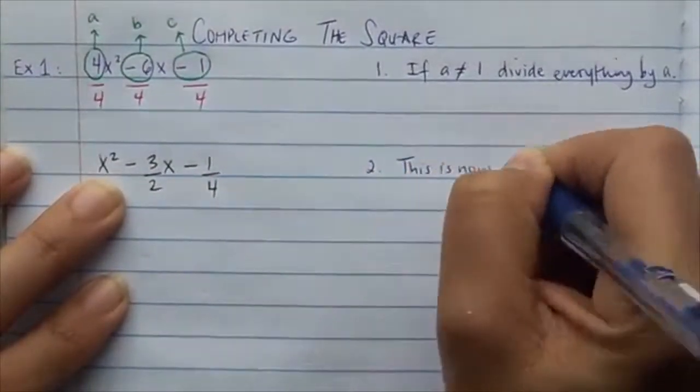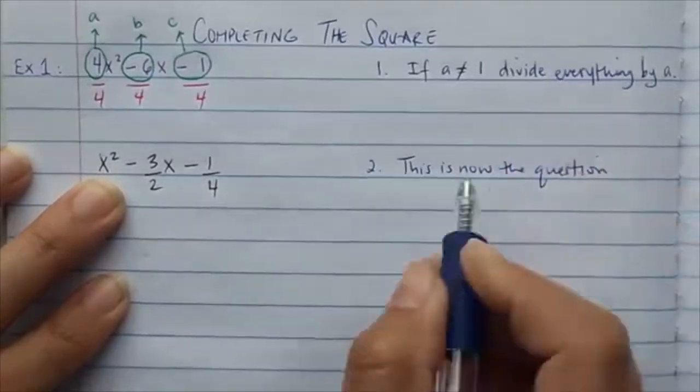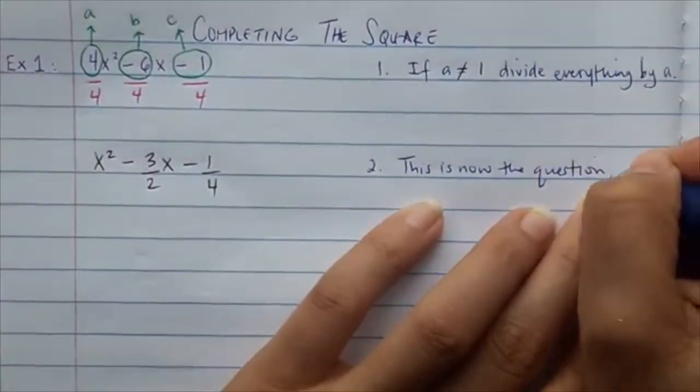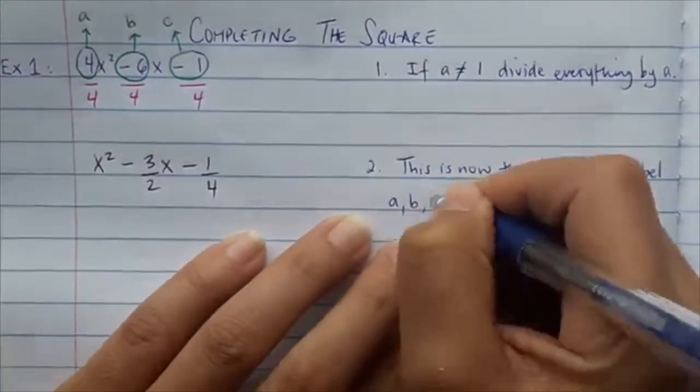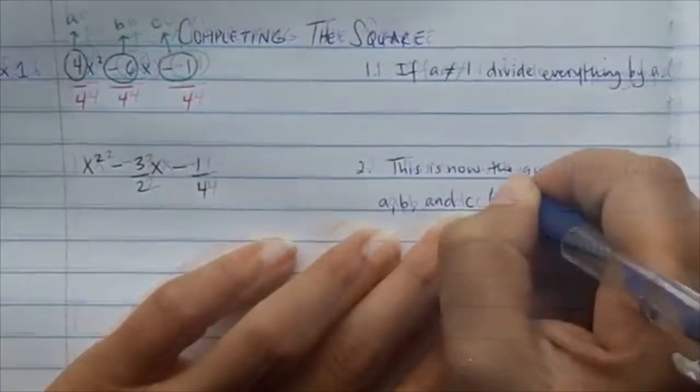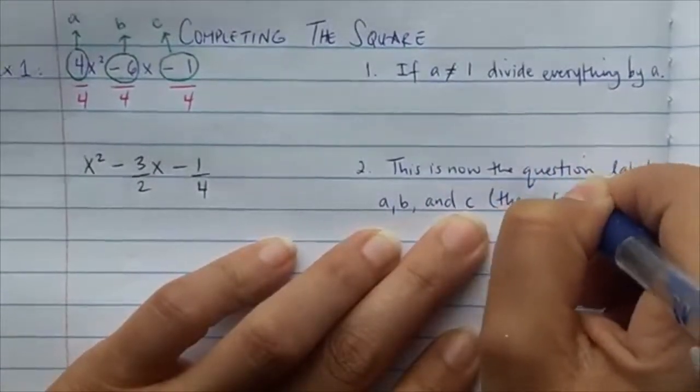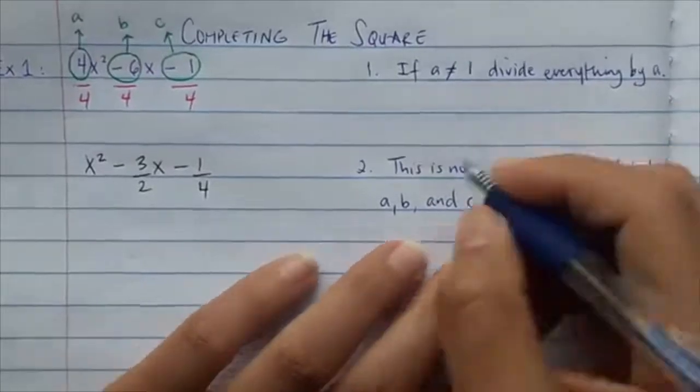Alright, so step 2, this is now the question. Label it A, B, and C again. The coefficients, don't forget the signs. This is a listening check. Go ahead and underline the title, Completing the Square.